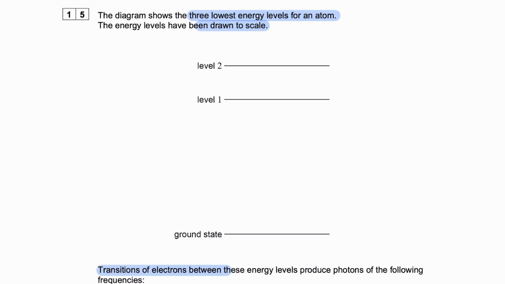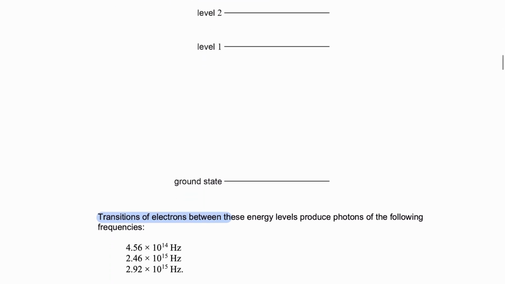So let's match up these transitions to the three photons that we have over here. We can see from the numbers that they're going up in size. This is the smallest, this is the second largest, this is the third largest. Don't forget the powers, 10 to the power of 14, that makes this the smallest. These two have power of 15, and then this number is higher than the one before it.